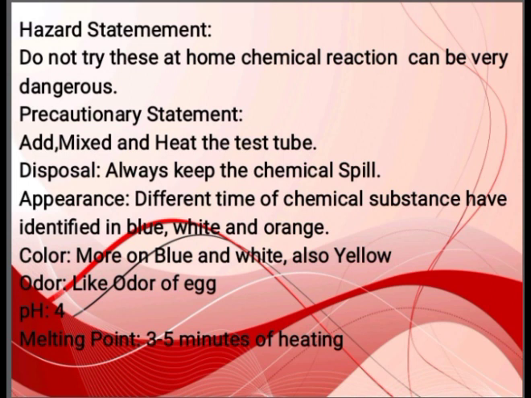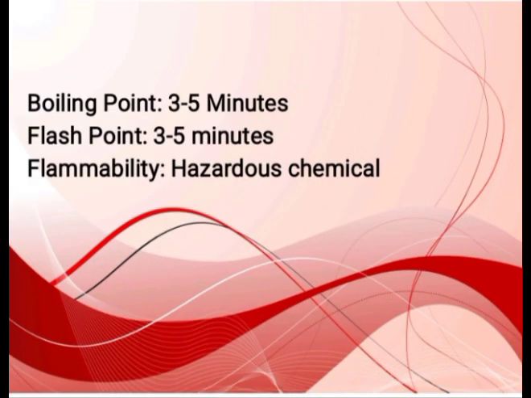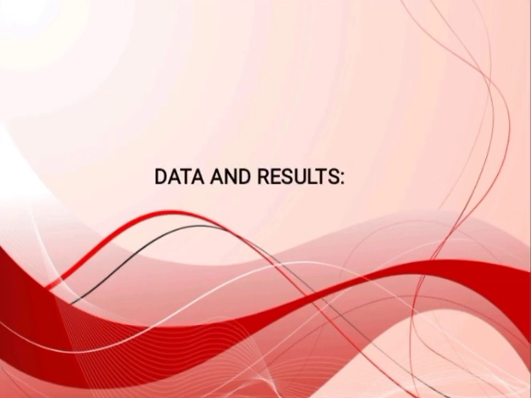Appearance: different types of chemical substances have been identified in blue, white, and orange. Color: more on blue and white, also yellow. Odor: like the odor of egg. pH: 4. Melting point: 3 to 5 minutes of heating. Boiling point: 3 to 5 minutes also. Flash point: 3 to 5 minutes. Flammability: hazardous chemical. And now, I proceed to the data and results of the experiment.